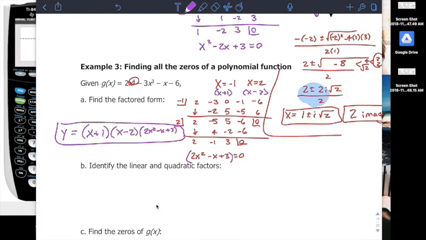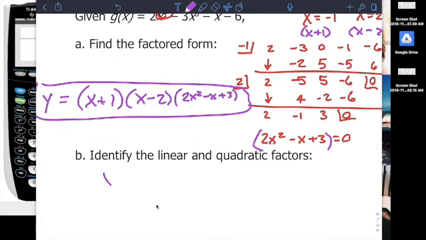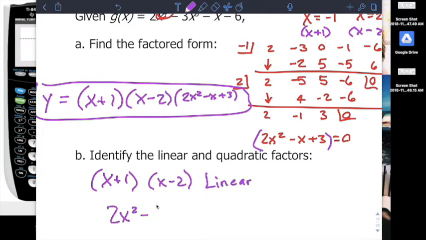Okay. What are the linear and quadratic factors here? I'd say x plus 1 is linear because it doesn't have an x squared. And then x minus 2 is linear as well. And then the quadratic one that you can't factor anymore is this one right here.